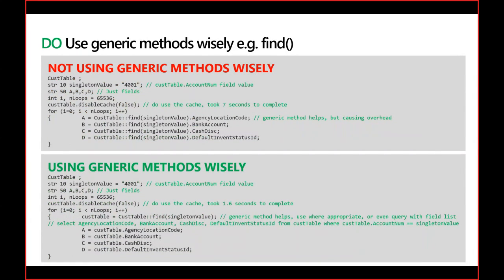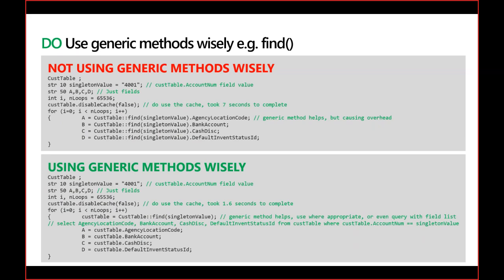Another one is to use generic methods wisely. For example, in this example, it's the find method. This is similar code to what you saw before, but what we do here is we make use of the cache in both cases. But of course, here we make use of the find method, and this we sometimes see in code.